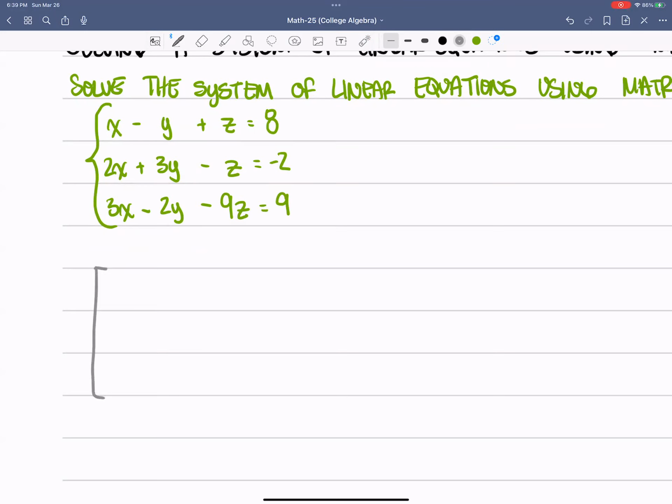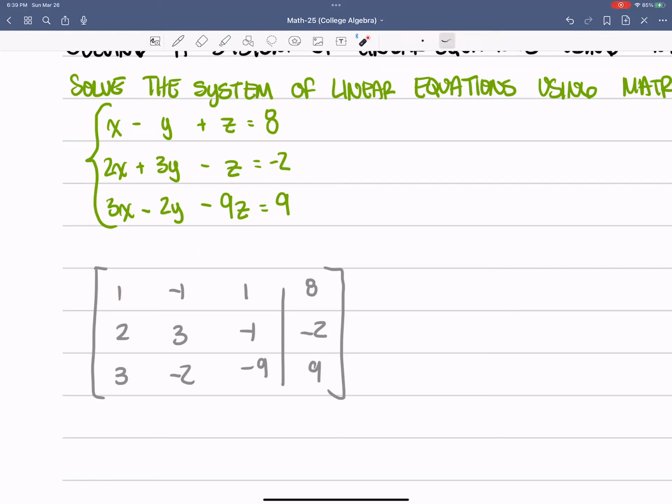All right, so just grabbing the coefficients, or putting this system into a matrix, we have 1, -1, 1, and 8. 2, 3, -1, -2. 3, -2, -9, and 9. Step 1, get a 1 in the first column. Oh, wow, we have a 1. Step 2, turn the other 2 elements in that column to zeros.